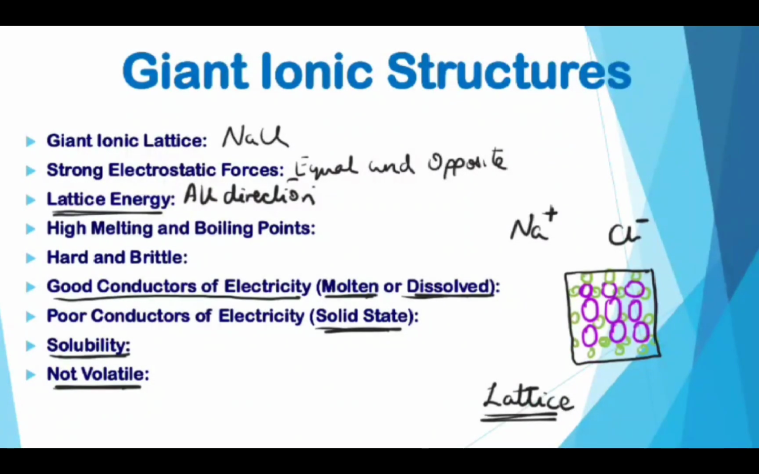Children, what does volatile mean? Volatile means a substance, mostly liquid or aqueous or dissolved form, evaporates at room temperature. So even if these structures are in a molten form or in a dissolved form, they do not evaporate at room temperature, hence they are known as non-volatile.